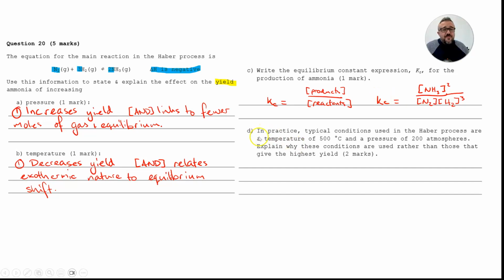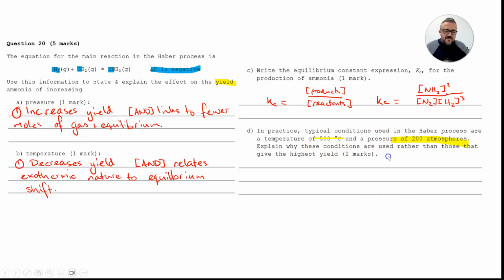So when we talk about the Haber process, we don't actually run it at its best potential. We're not running it in the way where we get the most yield possible. We have to moderate the conditions and monitor the conditions. So it runs at a temperature of about 500 degrees Celsius and a pressure of 200 atmospheres. That's big pressure, but it's not the biggest pressure, and that's only a moderate temperature. So why do we use these instead of those that give the highest yield?